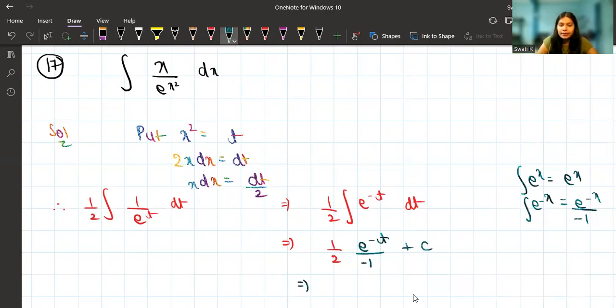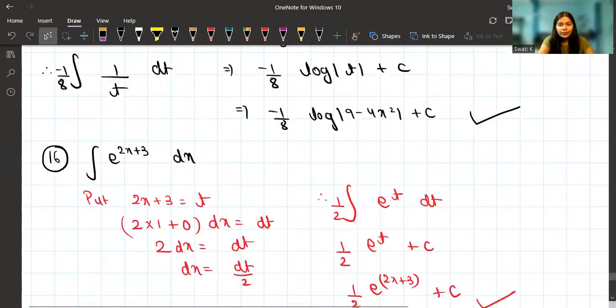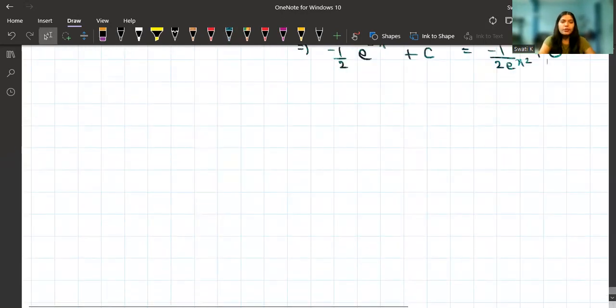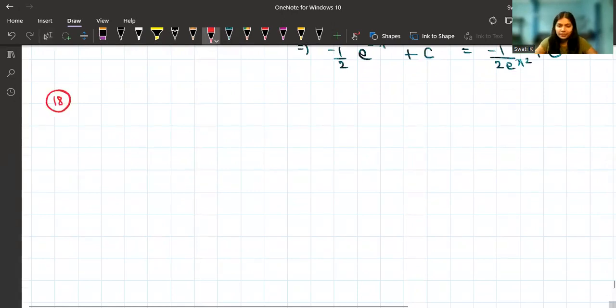Clearly, this is nothing but minus 1 upon 2 e raised to minus t, where t is x squared. So it is minus 1 upon 2 e raised to minus x squared, plus c. That is your answer. If you want, you can simplify it further by using the property of exponent and keeping the power positive. So this will also become minus 1 upon 2 e raised to x squared in the denominator, plus c. That's the answer. Okay, let's move to the 18th question. We are almost towards the end, so keep on watching, guys.